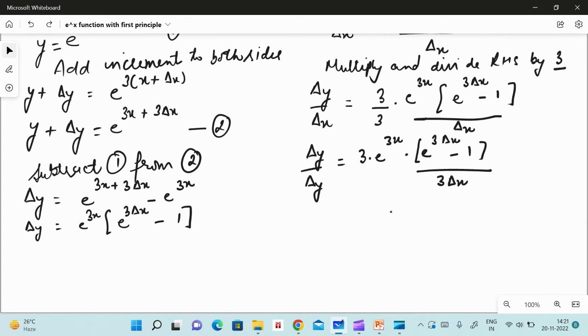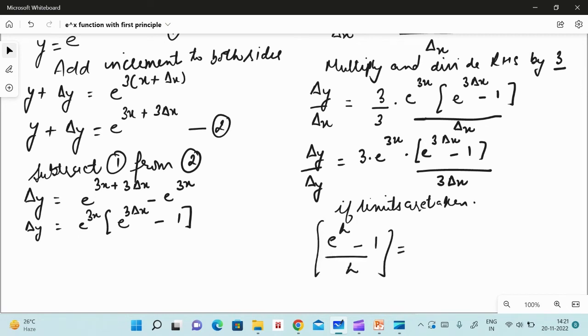Before taking the limit, let me explain one formula in mathematics: when limits are taken, e power h minus 1 divided by h equals 1. Now we will apply this formula here. Here we take h equals 3 delta x, so we have 3 delta x in the power and also in the denominator.